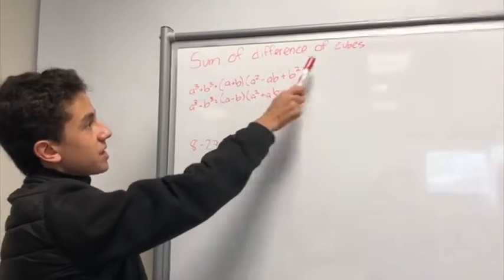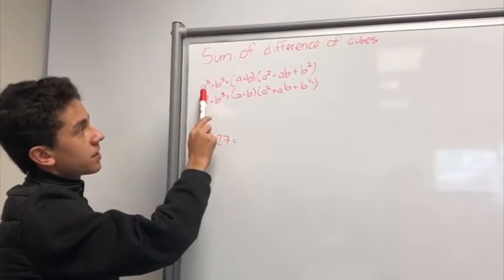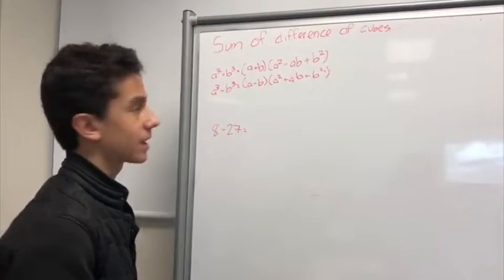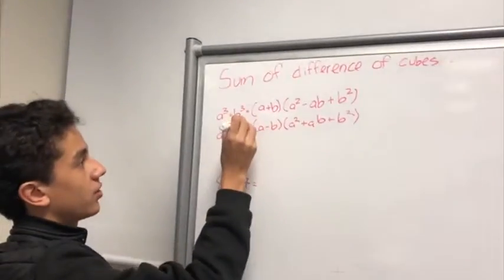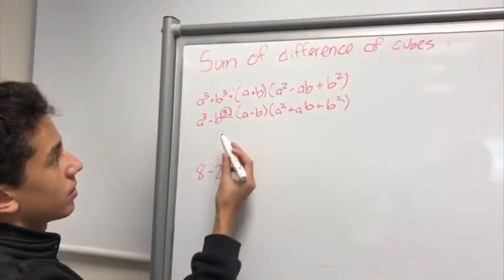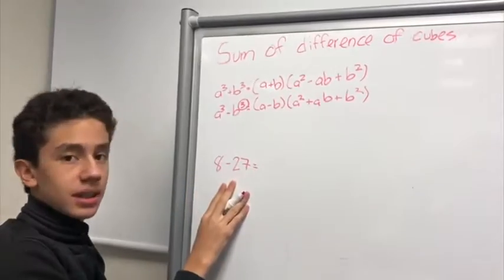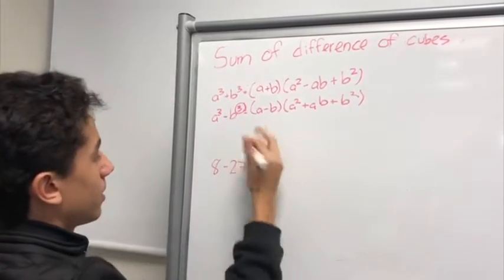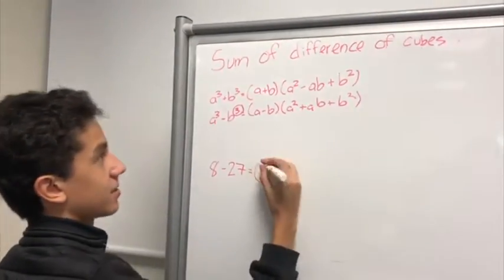So in the sum or difference of cubes, first you need to check that the first two terms are both cubes. So for example, in here, this will be the answer.